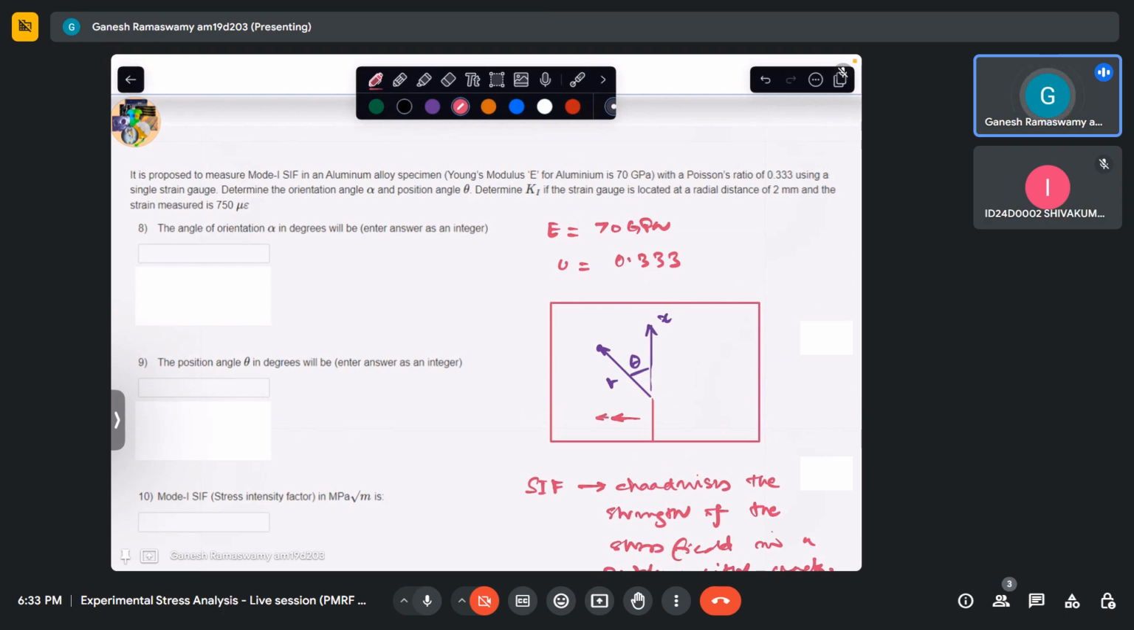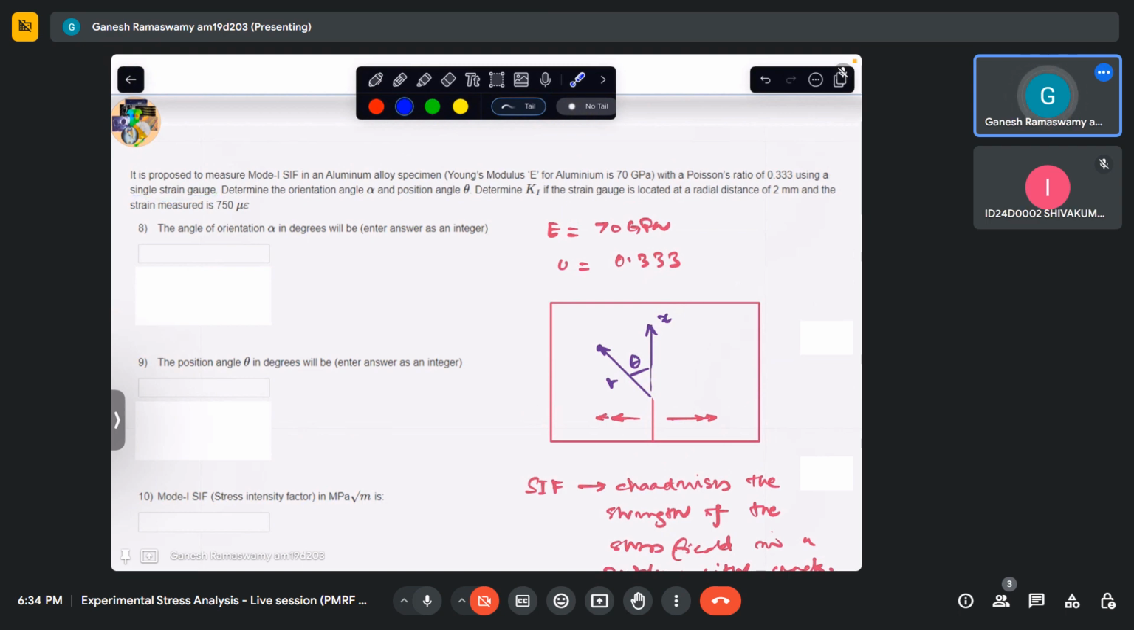There is an opening mode at play here due to some far field stresses that are applied, in the presence of a crack in this specimen. And we are looking at a point where we want to find the stress intensity factor using a single strain gauge. So this is the constraint here.